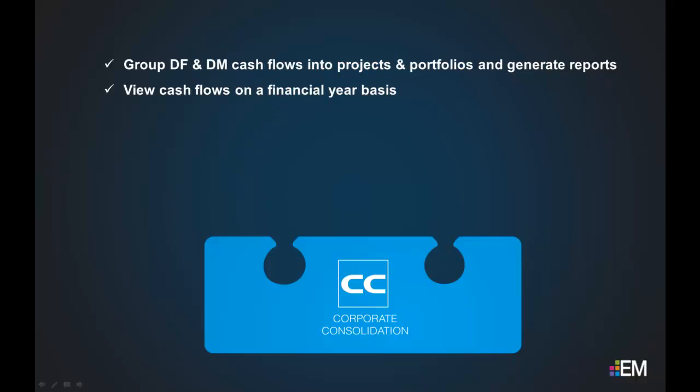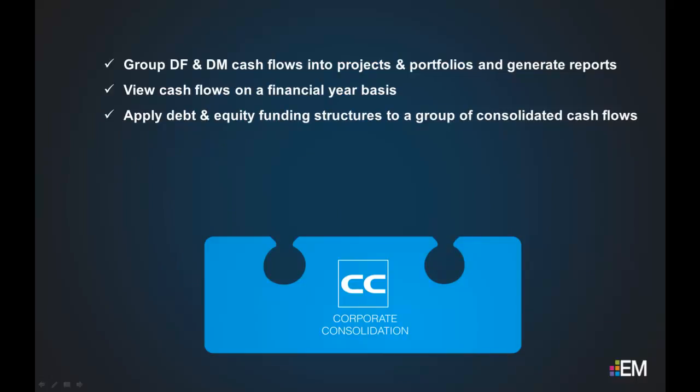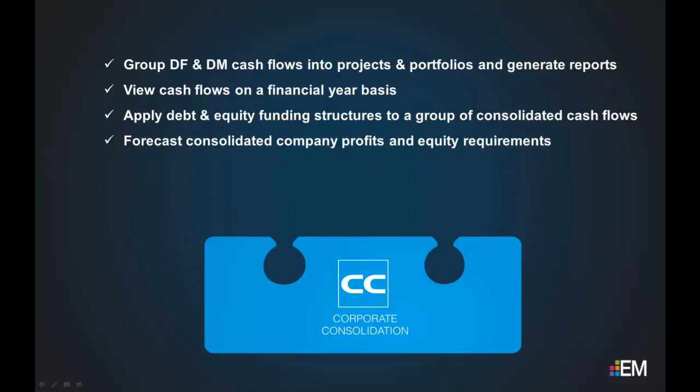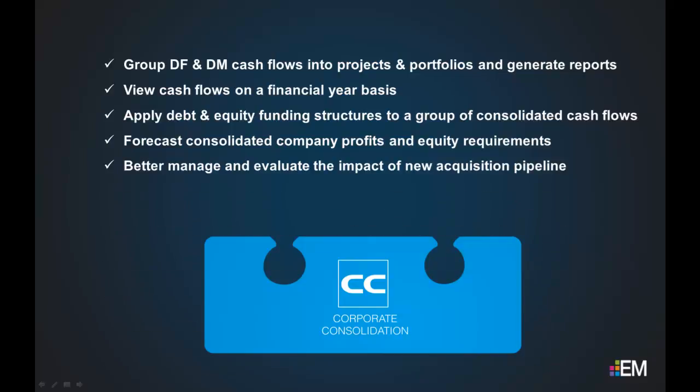CC allows you to view cash flows on a financial years basis. CC allows you to apply equity and debt funding structures to a group of consolidated cash flows. It allows you to forecast consolidated company profits and equity requirements by overlaying new acquisitions analyzed in DF against the existing projects currently being managed in DM. It allows you to manage the new acquisition pipeline more effectively by having a detailed understanding of the current profits being realized from the existing projects. And it allows you to amalgamate and report cash flows in different currencies using customizable exchange rates.